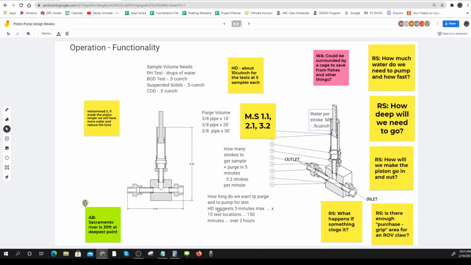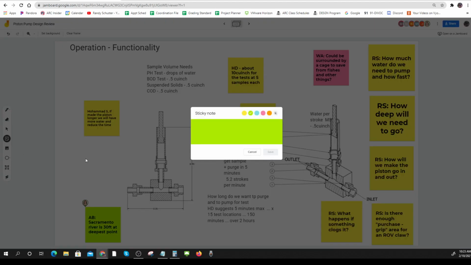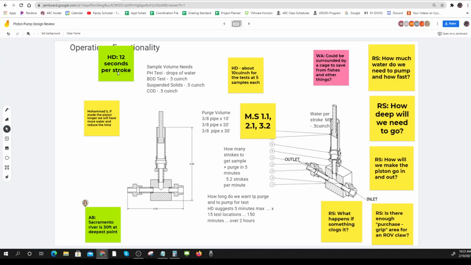Yeah, so Haley is saying that's about 12 seconds per stroke. Make a couple of these a little smaller. Okay. So now that's just information.